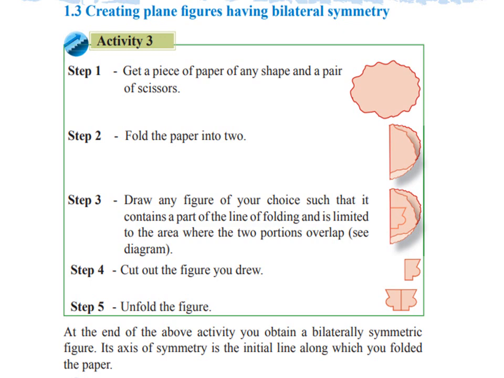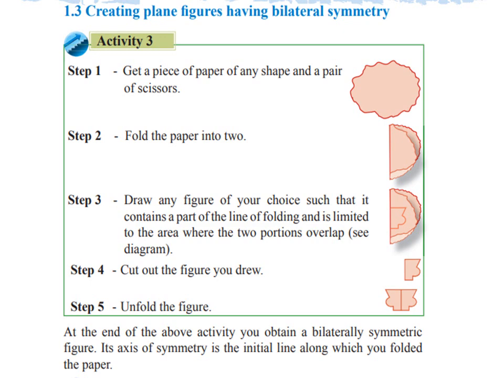Draw any figure of your choice such that it contains a part of the line of folding and is limited to the area where the two portions overlap. See diagram. Step 4, cut out the figure you drew. Unfold the figure. At the end of the above activity, you obtain a bilateral symmetric figure. Its axis of symmetry is the initial line along which you folded the paper.